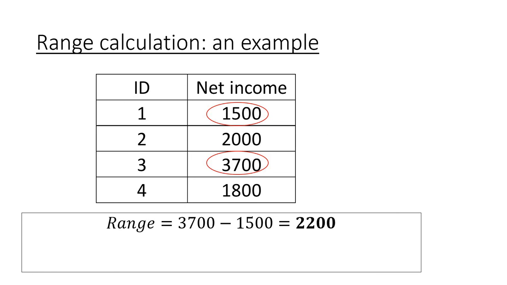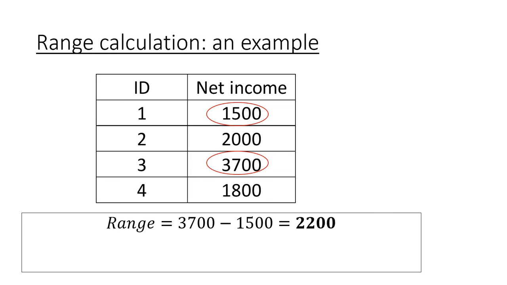So let us consider our example. You can see that in our sample, the smallest value of income is 1500 and the largest level of income is 3700. So our range is equal to 2200. And as I mentioned before, we interpret the range as the difference between the maximum and the minimum value of observation in a sample.